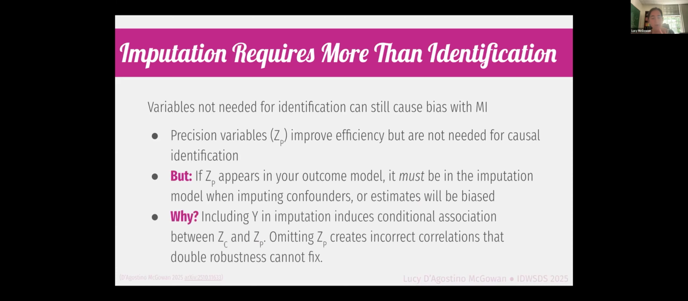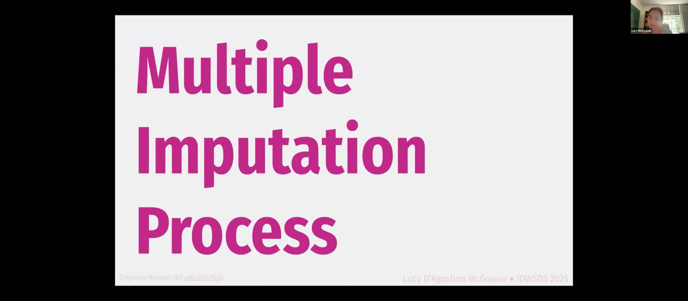And why that happens, briefly, is because you must include Y in your imputation model, you basically induce this conditional association between your confounders and a precision variable if you have missing data in your confounder and you put the precision variable in your outcome model. And so omitting that precision variable from the imputation model will basically create incorrect correlations that doubly robustness cannot fix. And so this maybe even extends beyond what we would normally think of in this case.